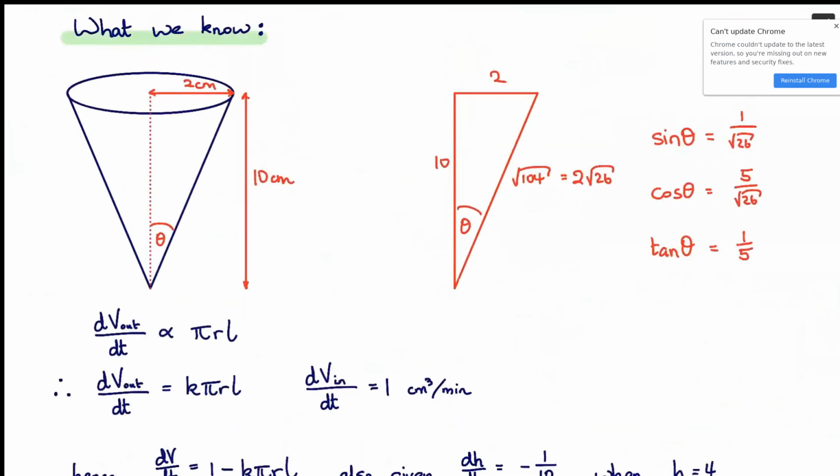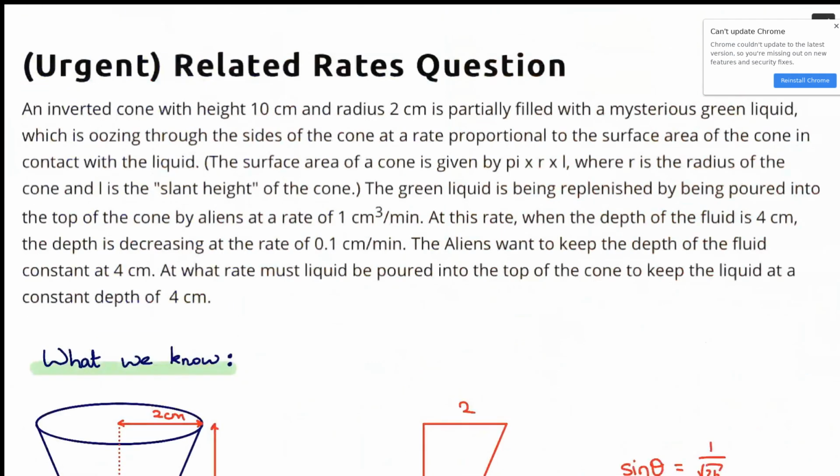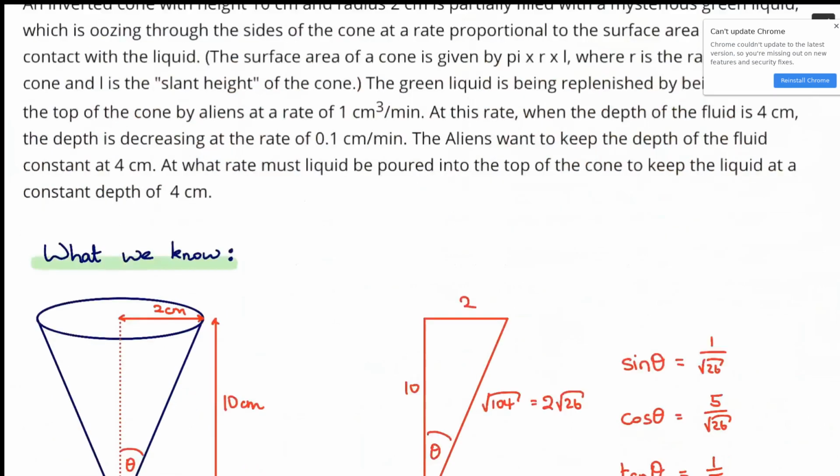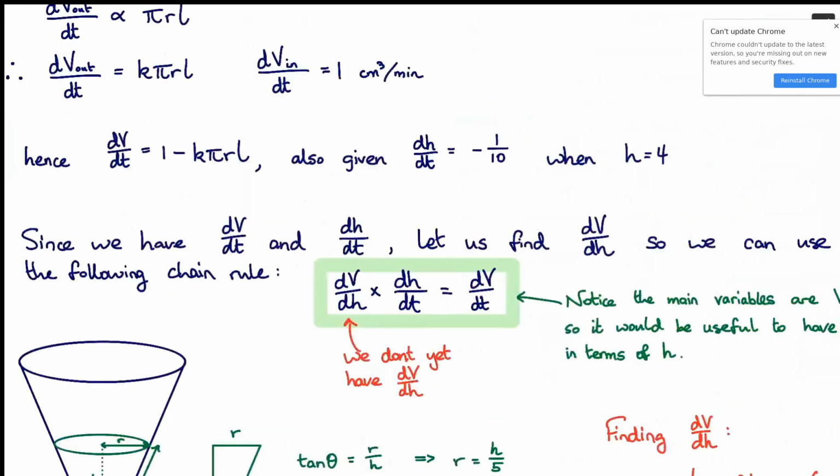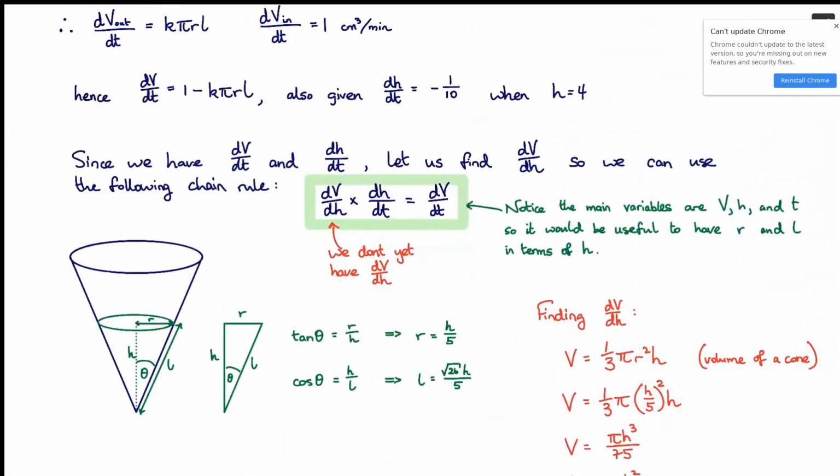So essentially, that's all the information we've been given in the question. And what we'd like to find out is how much liquid we want to add to the cone so that the depth stays at a constant 4 centimeters. So what I've done next is say, well, since I have two rates of change, dV/dt and dh/dt, I'd like to find some relation between those. So I've made a chain rule: dV/dh, which currently we don't have yet, multiplied by dh/dt is equal to dV/dt.